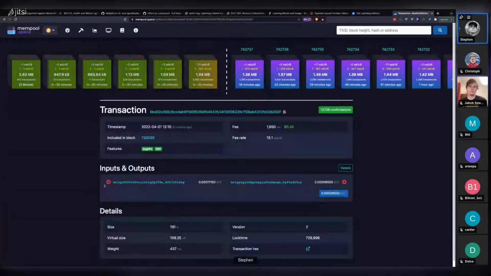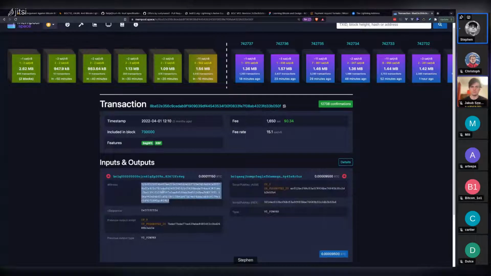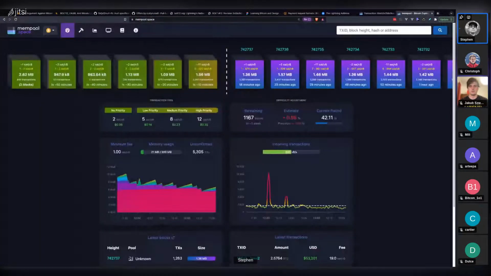This is just, nowadays, the most current address format. And if I look at the details, I can see the witness, and this is basically the signature. This is the person signing off, saying, yes, I have the ability to spend these coins. Let's open a new tab and search for a Taproot address.